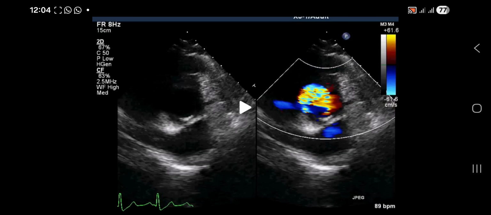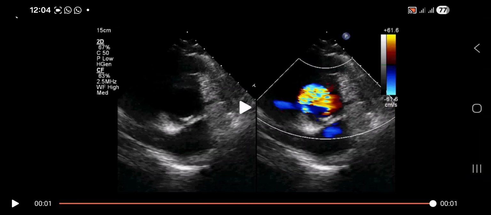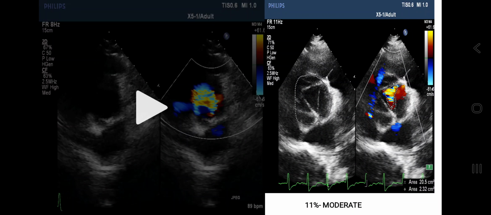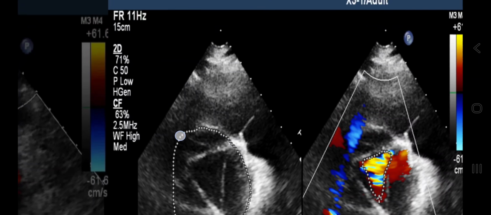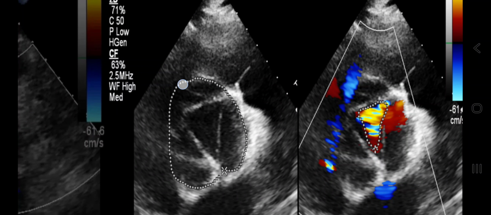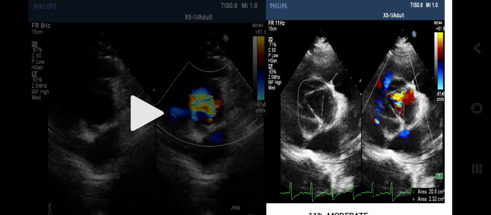You can see here, this is the LVOT area and this is the jet area, which is actually more than 60%, which indicates severe aortic regurgitation. In this one, this is the LVOT area and this is the jet area, which is 11%, which is suggestive of moderate aortic regurgitation.